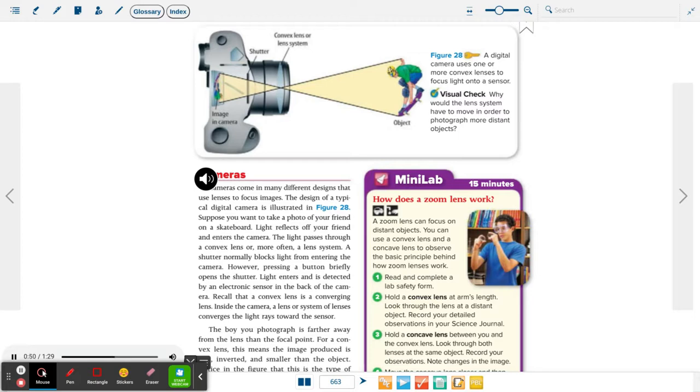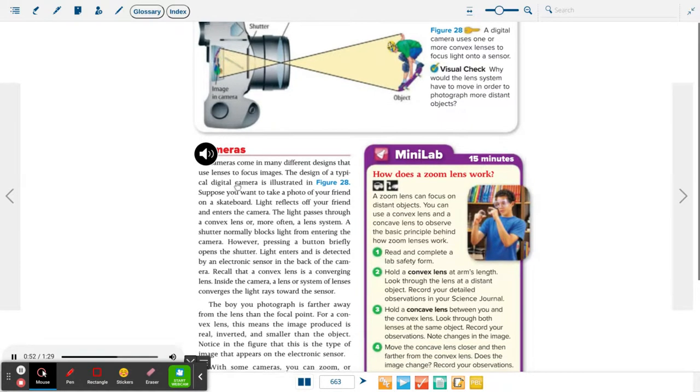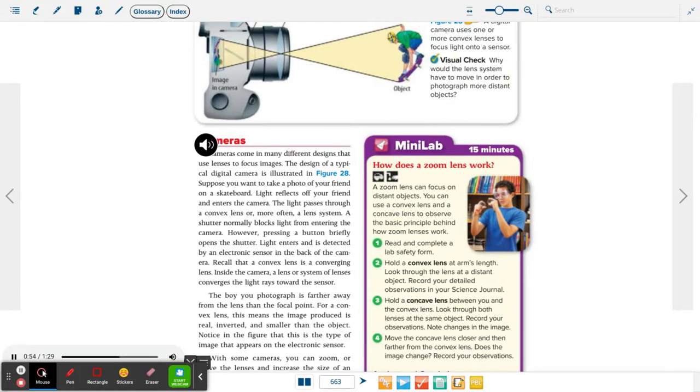The boy you photograph is farther away from the lens than the focal point. For a convex lens, this means the image produced is real, inverted, and smaller than the object. Notice in the figure that this is the type of image that appears on the electronic sensor.